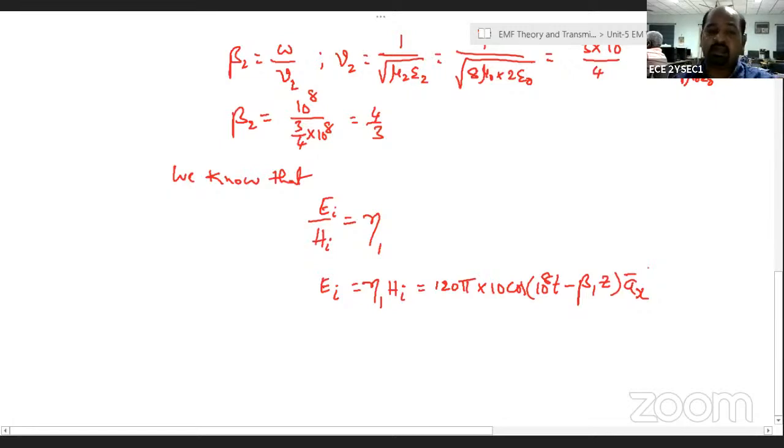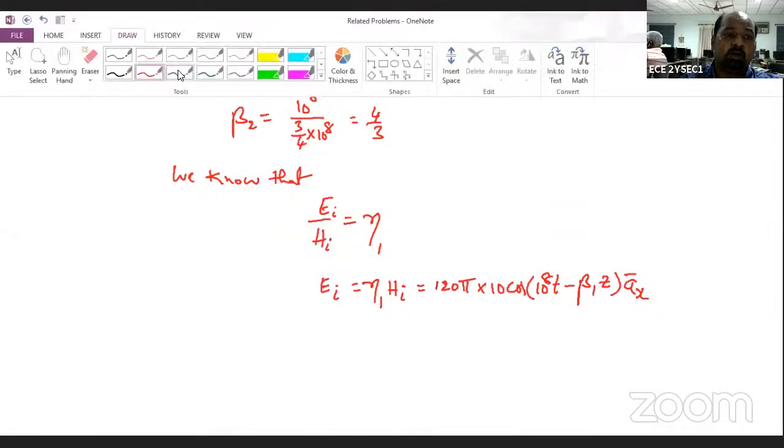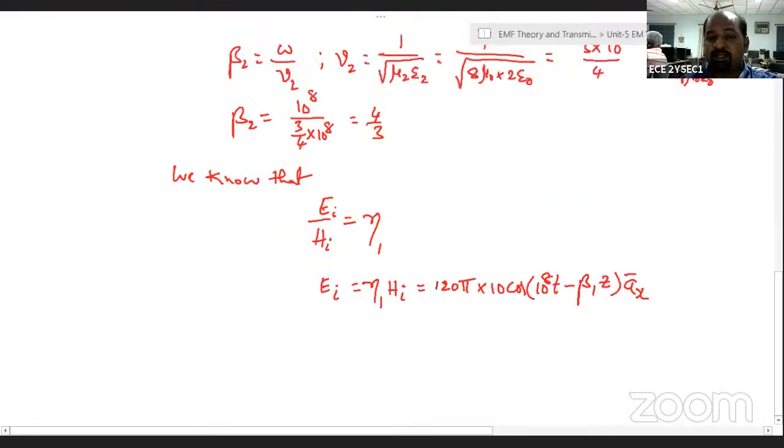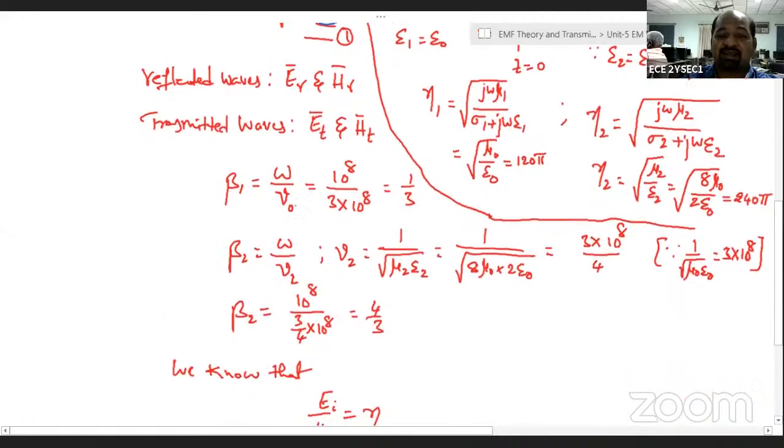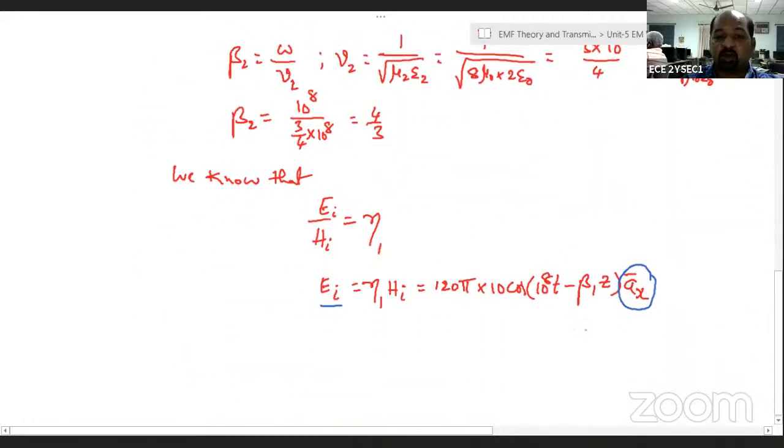Can I write Hi directly like this? Can I substitute Hi directly like this? No. Why? What is the contradiction here? What is the direction of Ei? The direction of Ei is ax bar. And the direction of magnetic field is also ax bar, right? So if you substitute Hi directly here, you will get the electric field direction also the same, but it is a contradiction.